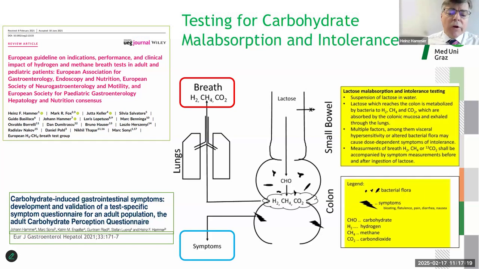In recent years, two very important publications summarize the indications, performance, and clinical impact of hydrogen and methane breath tests in adult and pediatric patients. This is a European guideline which was published in 2021 and gives recommendations and statements on how breath tests shall be performed, and which also suggests that for the assessment and documentation of carbohydrate intolerance, a validated questionnaire shall be used. And the validated questionnaire has been published in 2021, the Adult Carbohydrate Perception Questionnaire.